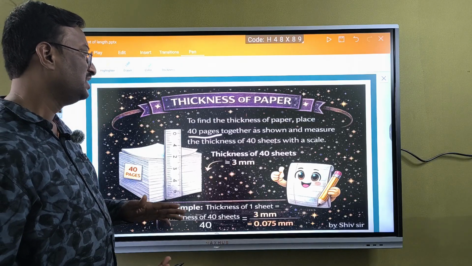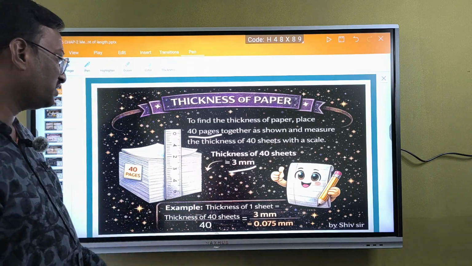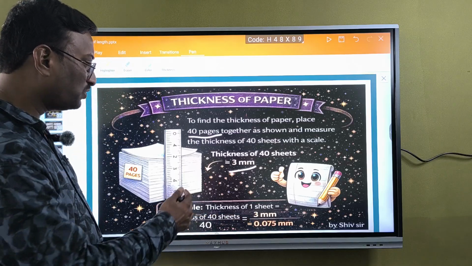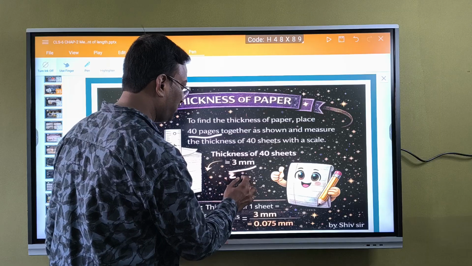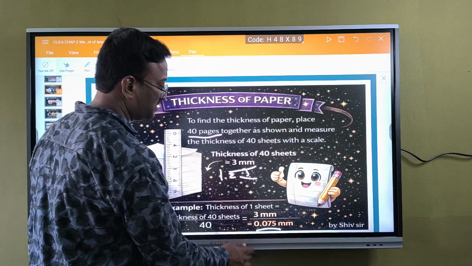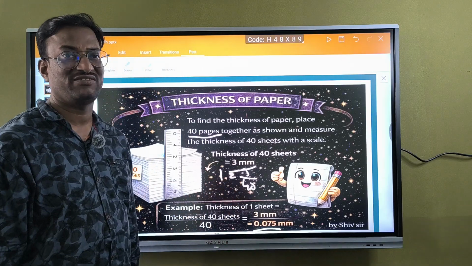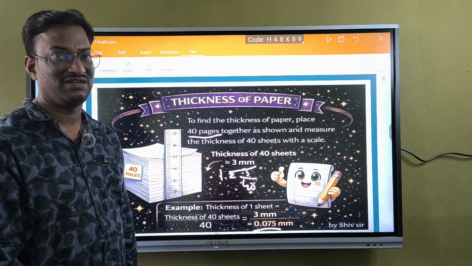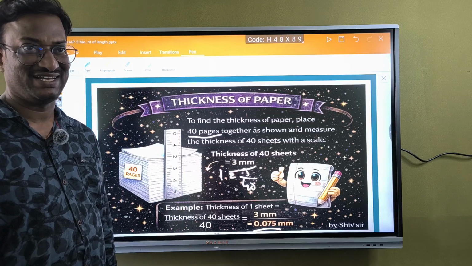Okay, thickness of the sheets. Thickness of the 40 sheets will be 3 millimeters. Then we have to divide it by 40 sheets. For one sheet it will be equal to 3 by 40. If you calculate 3 by 40, you are going to get 0.075 millimeters. So likewise we can get the thickness of the paper. We can measure it, right? Physics is very beautiful, children. Okay, so with this we can do miracles, right?